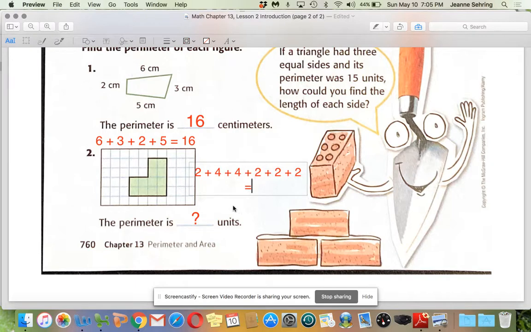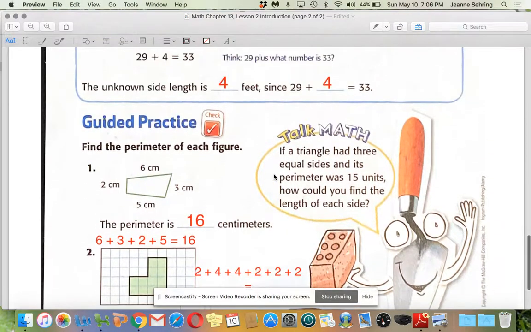All right, let's add it together. 2 plus 4 is 6. 6 plus 4 is 10. 10 plus 2 is 12. 12 plus 2 is 14. 14 plus 2 is 16. Did I do that correctly? Let's see. 4 and 4 is 8, 10, 12, 14, 16. Yes. So the perimeter is 16 units. You just have to add up each side to get the final answer.